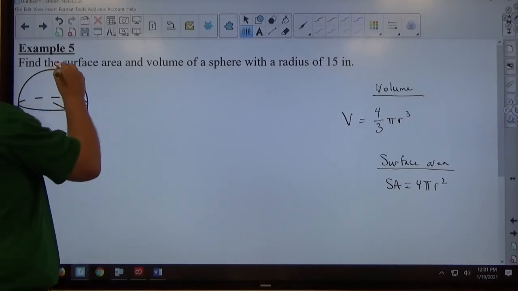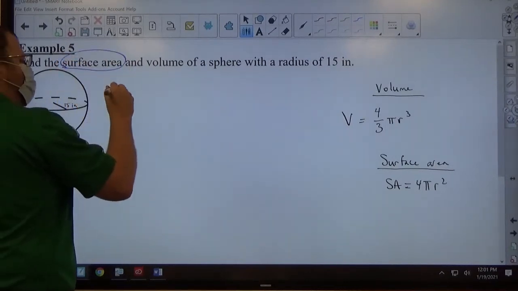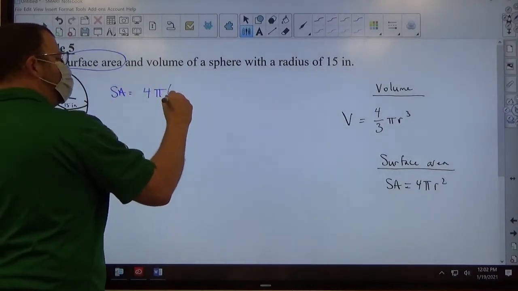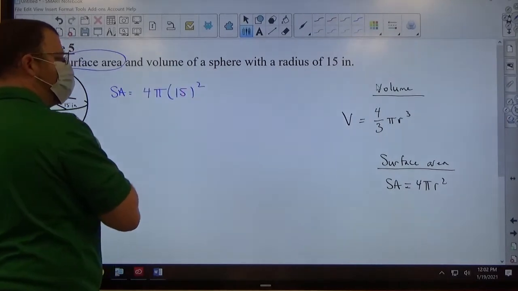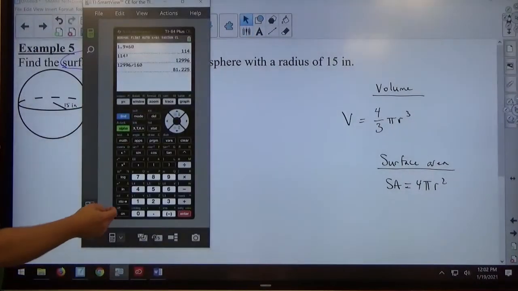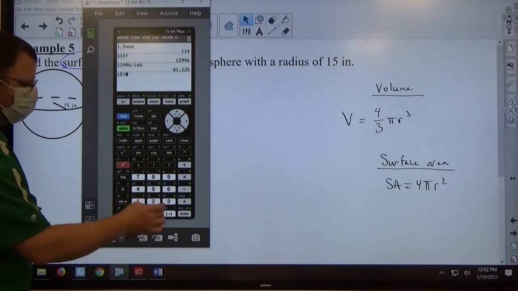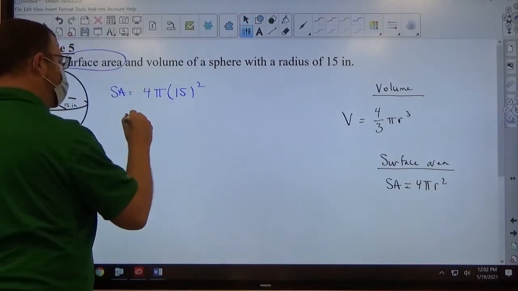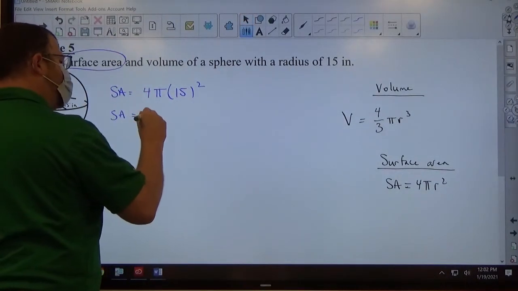It's asked for surface area first, so I'm going to do that first. The surface area of this sphere, according to the formula, is 4 pi times the radius squared. I'm going to grab my calculator. I'm going to type in 15 squared, which is 225. So I end up with surface area is equal to 4 pi times 225.